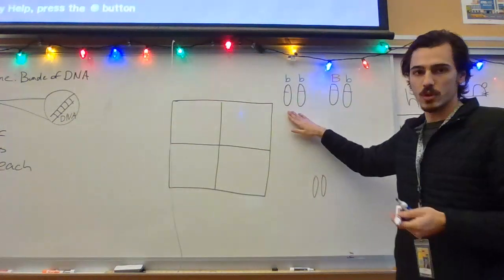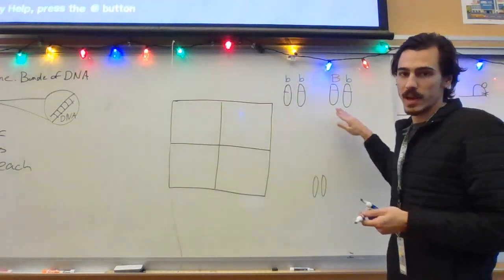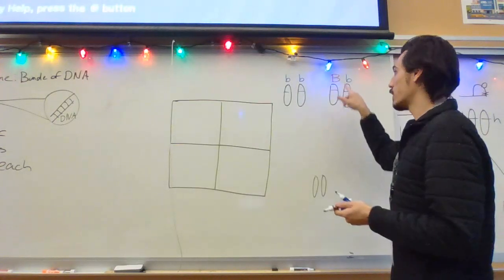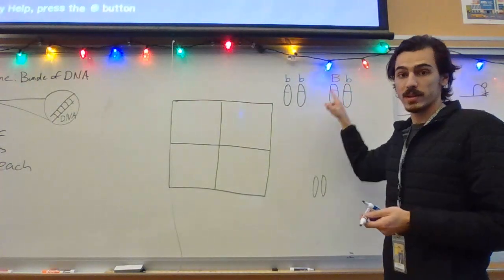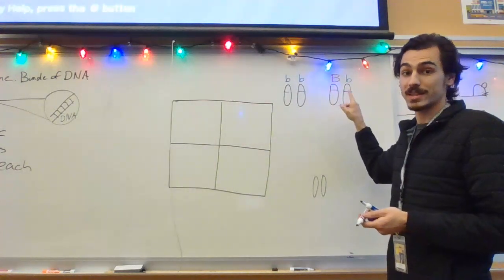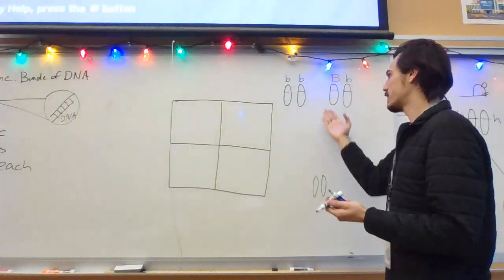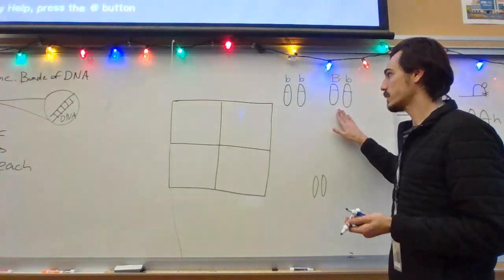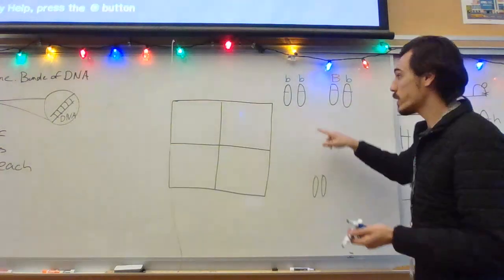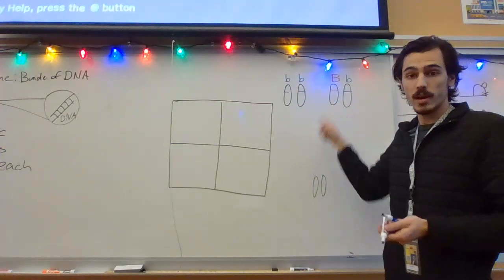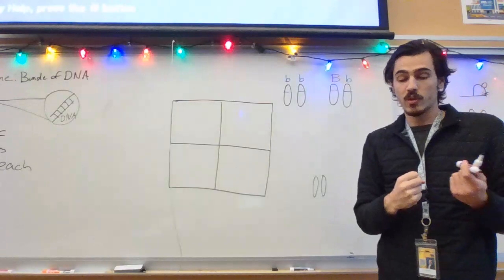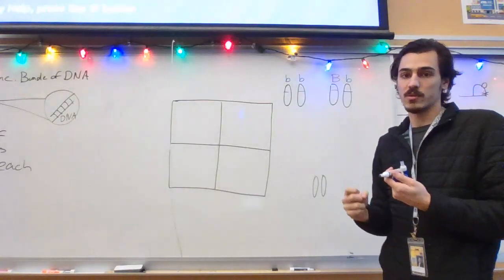So our mom has 2 blue alleles, and our dad has 1 dominant allele and 1 recessive allele. Now, our dad has brown eyes because the brown B is capital, which means it's dominant, which means it's going to dominate the lowercase allele, the recessive allele. So our dad has brown eyes, and our mom has blue eyes, and we are randomly going to get 1 allele from each of our parents because we get 23 chromosomes from our mom, 23 chromosomes from our dad.